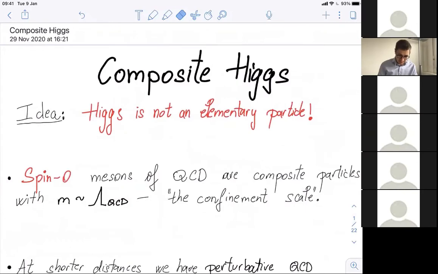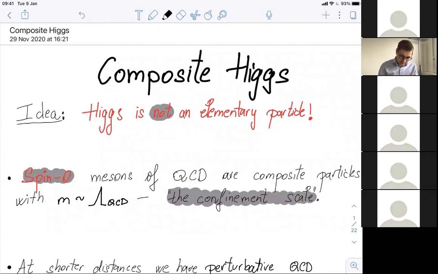So today we talk about the composite Higgs, and the idea is that the Higgs is not an elementary particle. This idea is borrowed from QCD. In particular, we know that in QCD we have spin zero mesons, which are composite particles, and their mass is related to the so-called confinement scale.